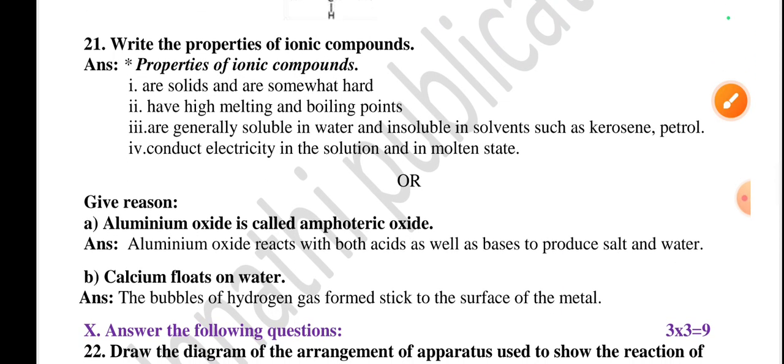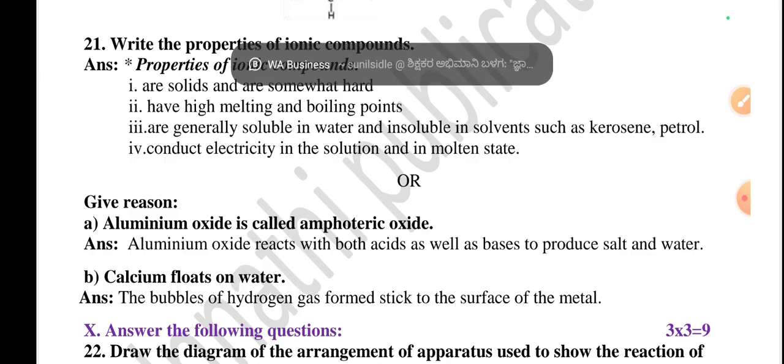Question number 21: write the properties of ionic compounds. Properties of ionic compounds: they are solids and somewhat hard, and have high melting points and boiling points. Okay, the melting point and boiling point are high.